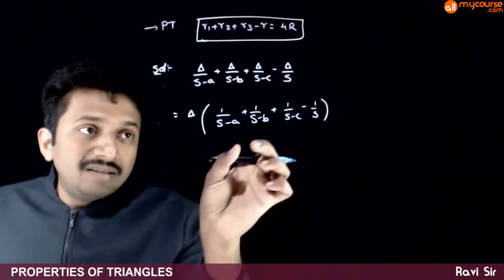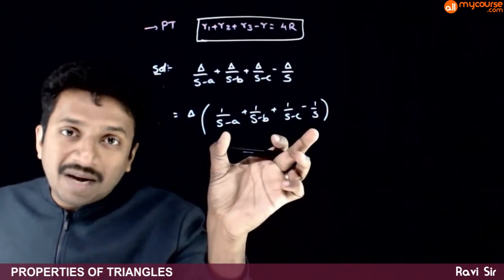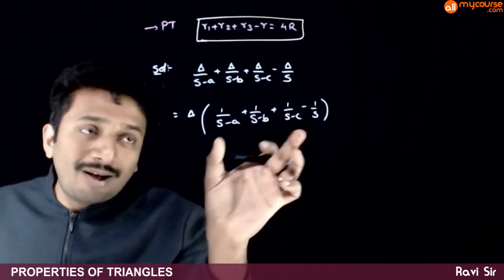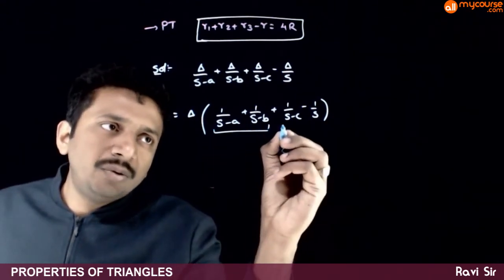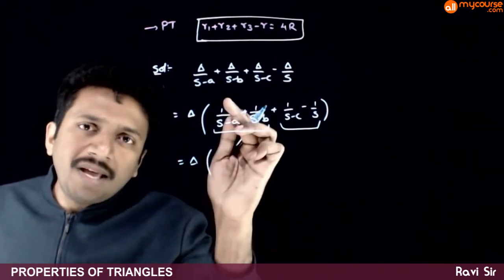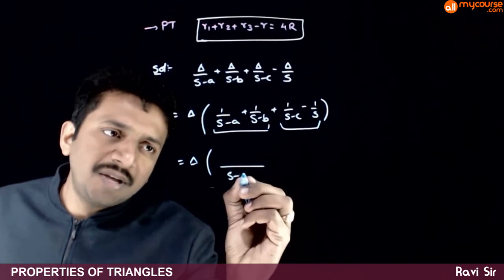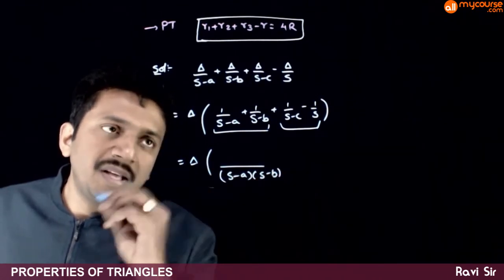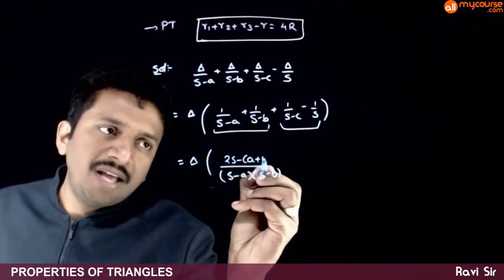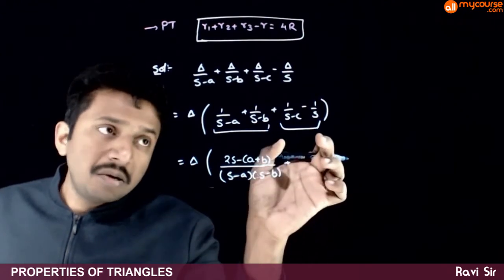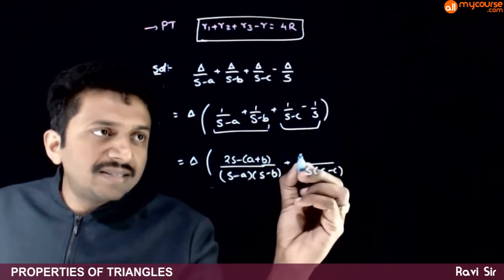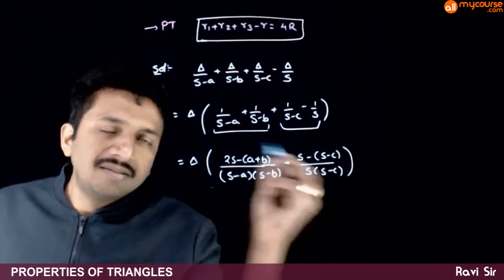Now, if you try to simplify all the 4 terms at once, it will be a hectic task because you need to take the LCM of all 4 terms. So first I'll club two terms. Let us club these 2 terms. What is 1 by s minus a plus 1 by s minus b? If you take the LCM, you get s minus a times s minus b. And in the numerator, you have s minus b plus s minus a, that is 2s minus of a plus b. Plus, what is the sum of these two? s times s minus c. So s minus of s minus c.